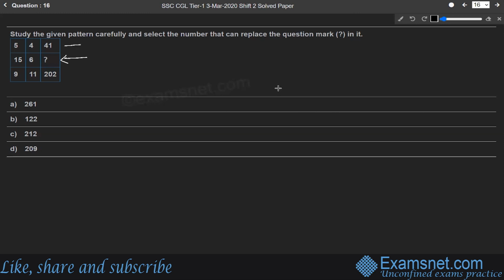Let us look at the first row. The first row has 3 numbers: 5, 4 and 41. So the logic here is 5 square plus 4 square. Now what is 5 square? 25, plus 4 square is 16. 25 plus 16 gives 41, which is the third number. Therefore, the logic is the sum of the squares of the first two numbers gives the third number.